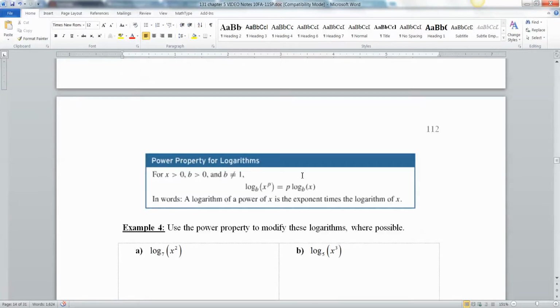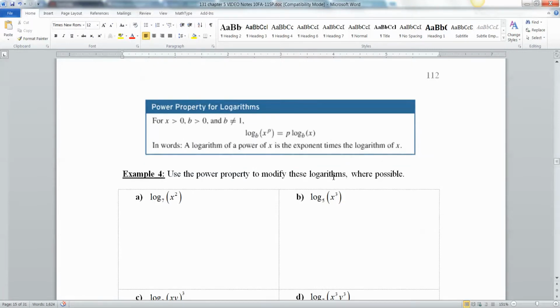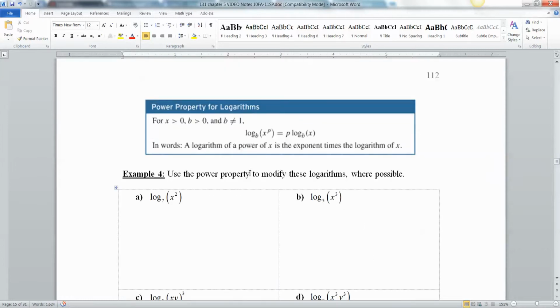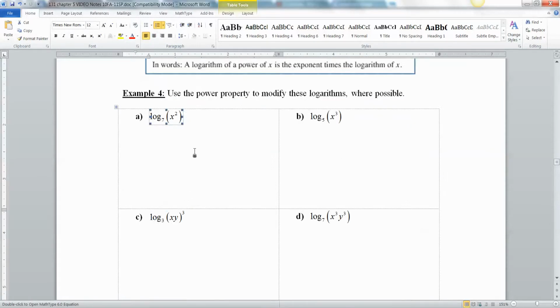The power property. All right, I don't think we'll be able to get through all of these, but we'll start it. So the power property is saying that, because of the way logarithms operate, if x is greater than 0 and b is greater than 0, then you can bring the power p down in front. And you don't realize it now, but this is actually a really good thing.